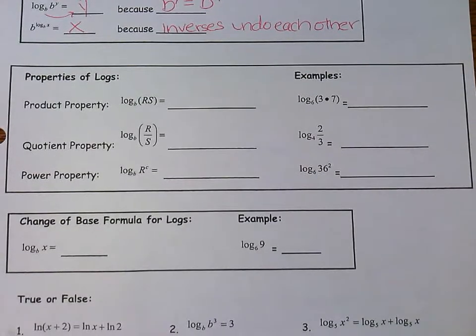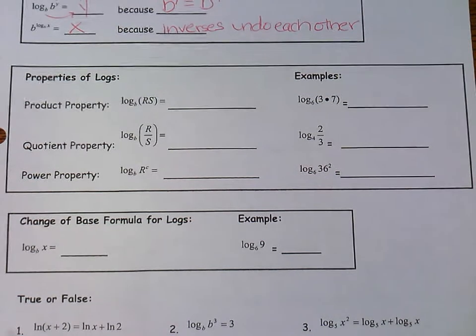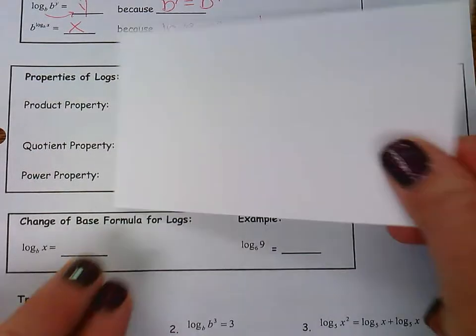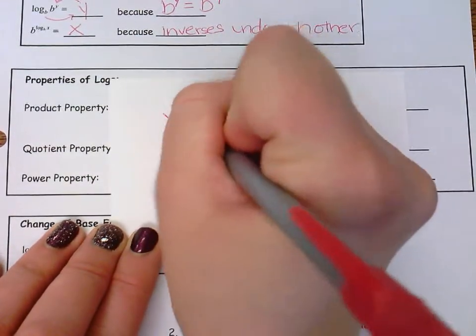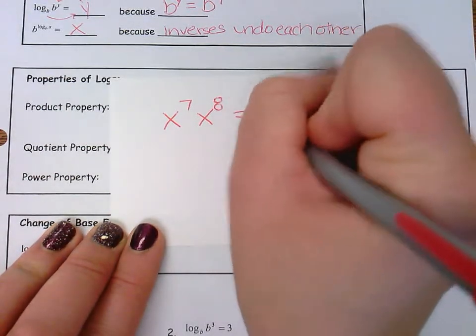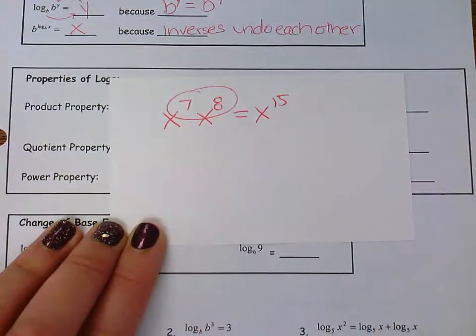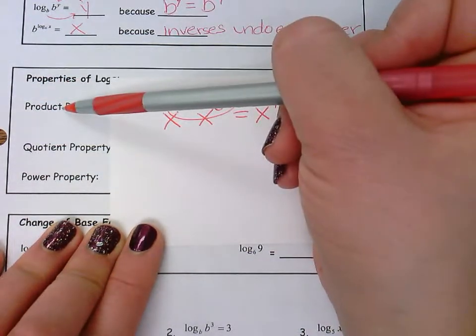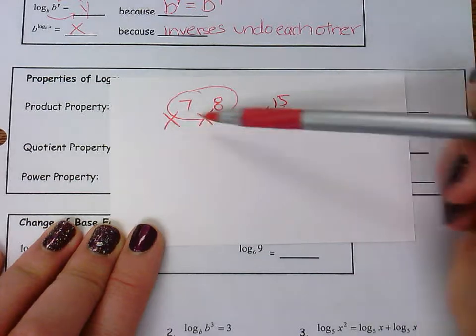All right, here is the new part for today. Something called the product and quotient property. The reason I started today with reviewing exponent rules is because exponent rules and log rules are tied to each other. So our warm-up question was x to the 7th times x to the 8th. What do I get? x to the 15th. I just added my exponents together. That goes hand in hand with the product property of logs. Isn't this the product rule for exponents?